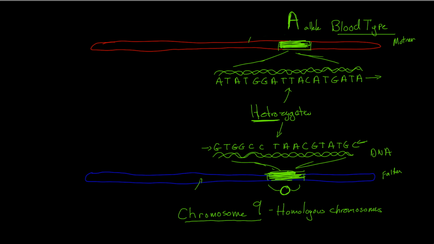And this is a situation of someone being heterozygotic. They have two different sequences on the same locus when we look at two homologous chromosomes. So again, know the terms: homozygotic, which can be both recessive and dominant, and heterozygotic.